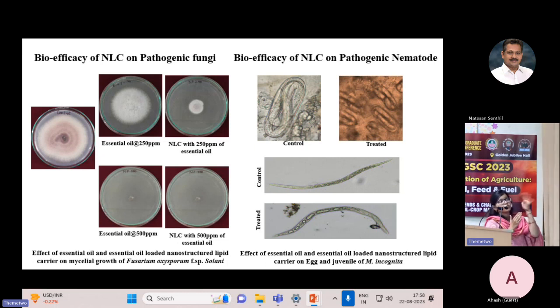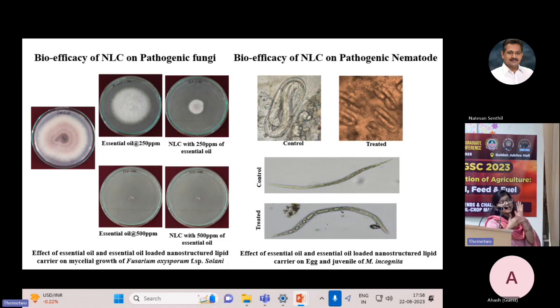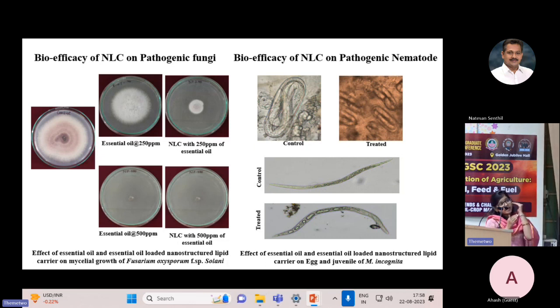the impact of NLCs on the growth of Fusarium oxysporum. And you can see a higher inhibition rate in NLCs than essential oil. This might be due to the smaller size of NLCs, which improves the activity of essential oils. And the right portion of the picture shows the impact of NLCs on the nematodes.